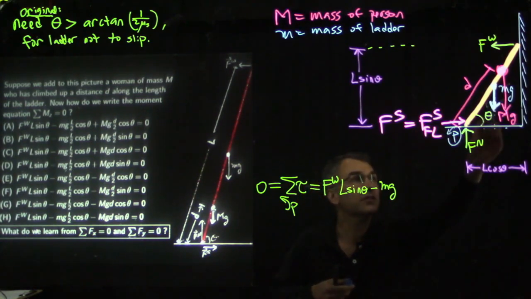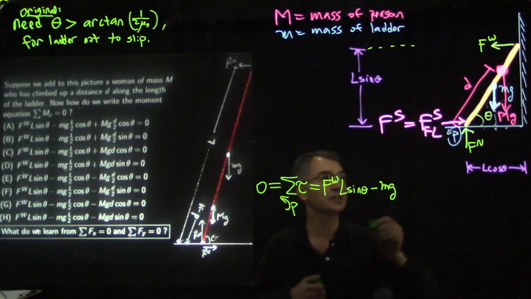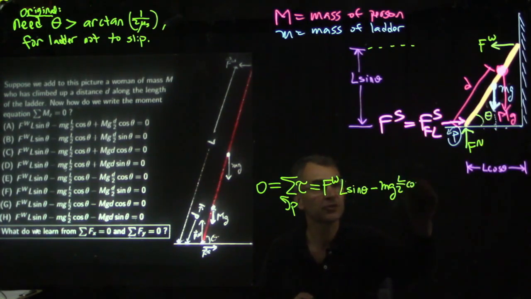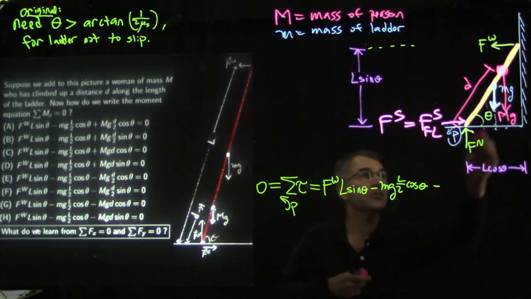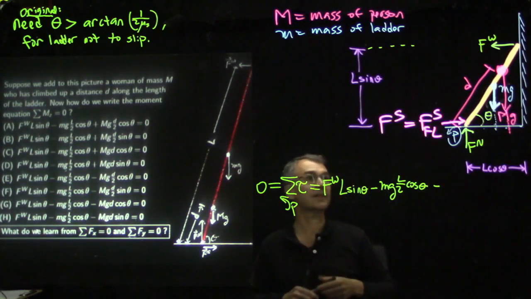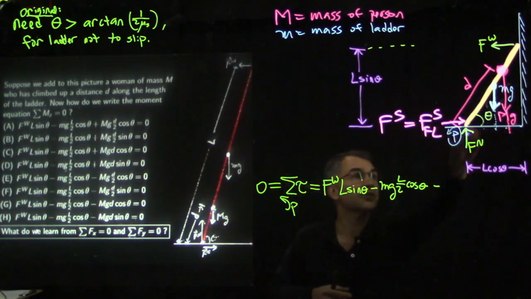We want the horizontal distance from the pivot to the line of action of the weight of the ladder. So if we extend this down to here, we want, as we did a moment ago, L over 2 cosine theta. Now we have one additional torque due to the weight of the person. If we extend her weight line of action down to the axis, we can see that the horizontal distance to go with this vertical force is d cosine theta.